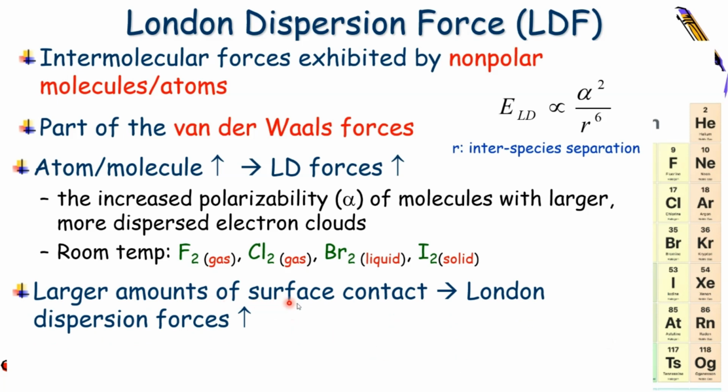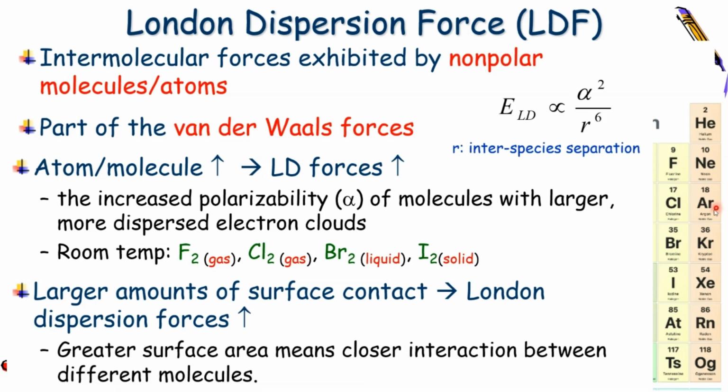A larger amount of surface contact also means the London dispersion force will be higher. I'm sure you understand this, right? Are you with me so far? Okay, good. So greater surface area means a closer interaction between the different molecules.